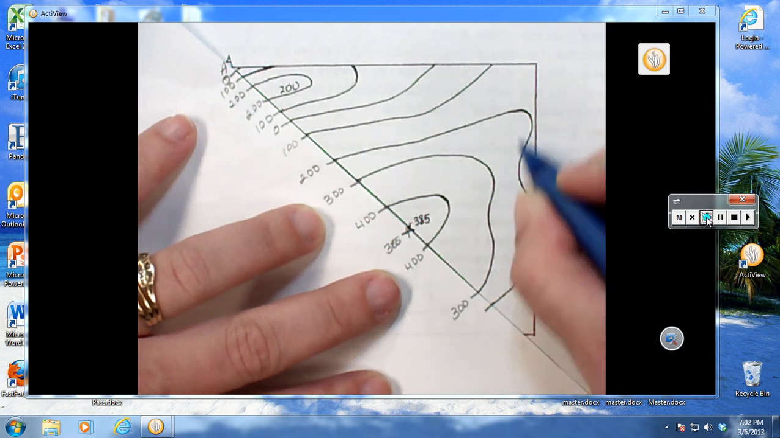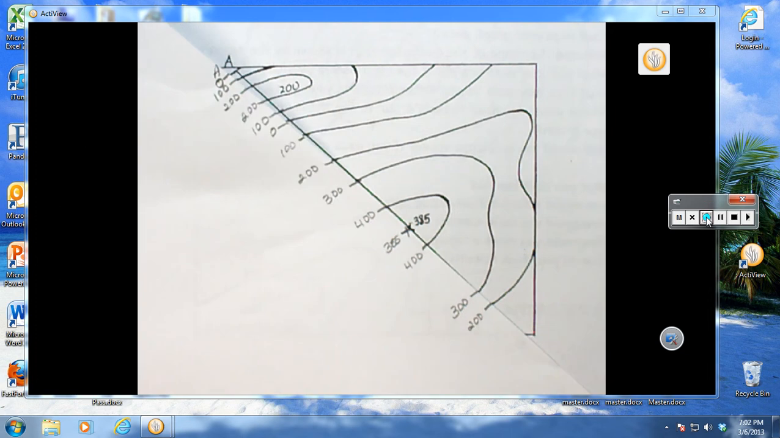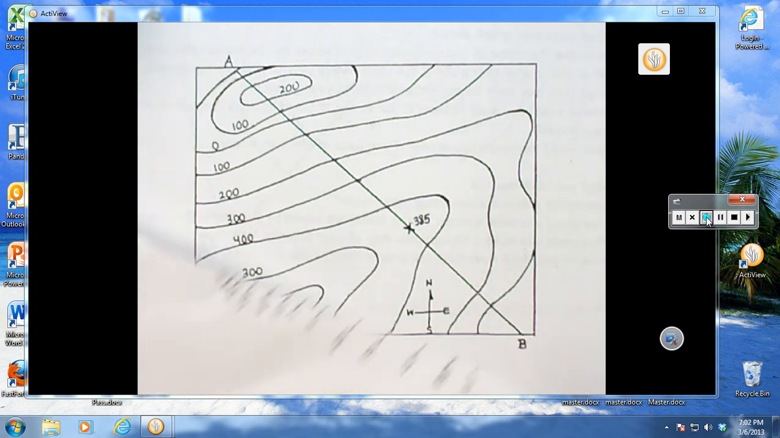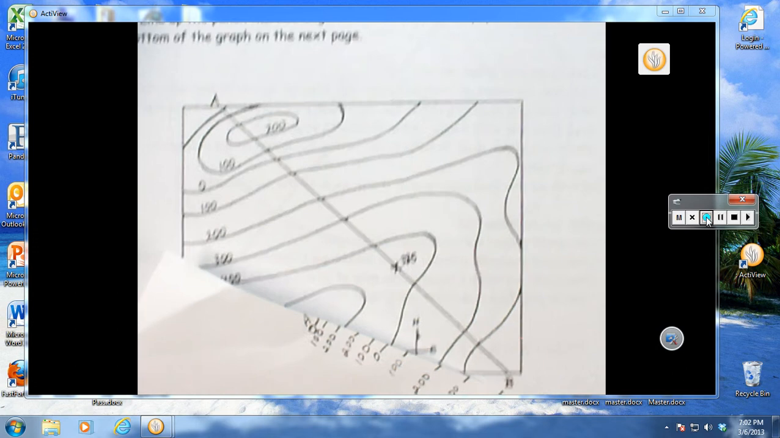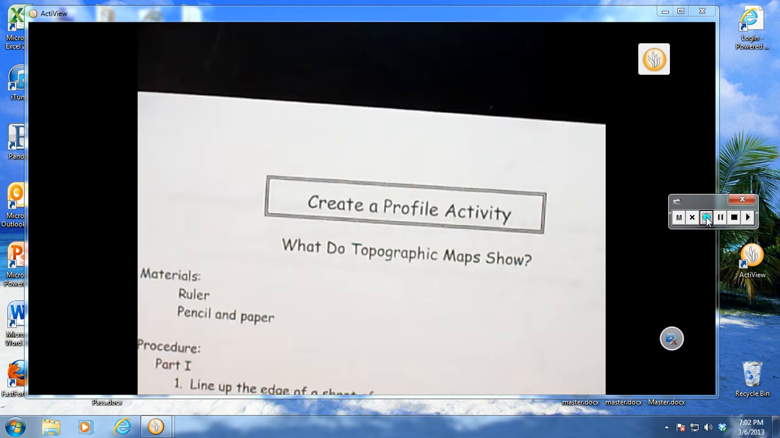And then this one, if you follow it, it goes to 200. So now you have your paper all marked. Step number 3 says line up the pencil edge of the first sheet of paper with the bottom of the graph on the next page. So go ahead and turn to the next page. And this is your graph.